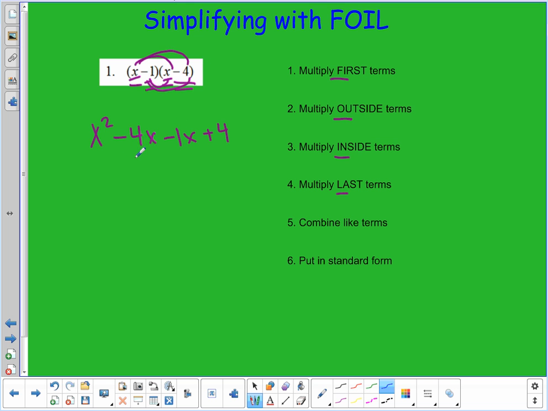I need to always make sure that I combine like terms. So negative 4x and negative 1x is going to be negative 5x, and write it in standard form. So x squared minus 5x plus 4.